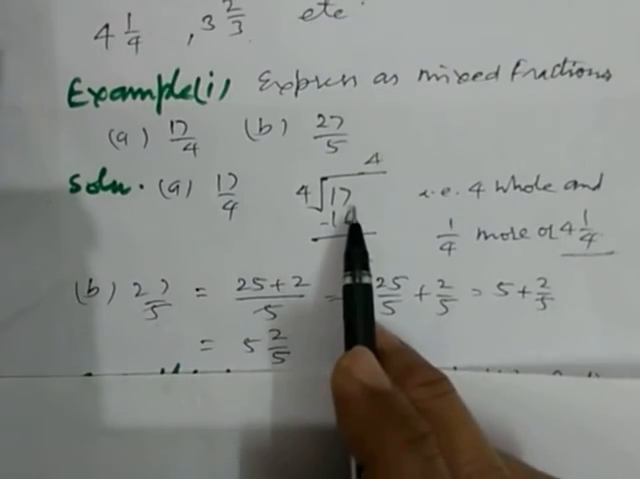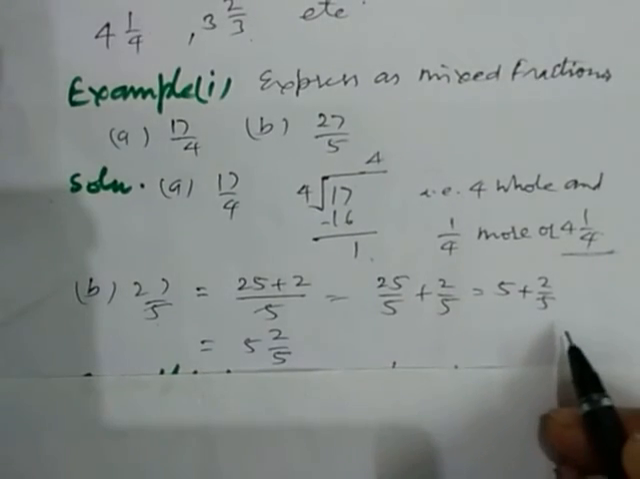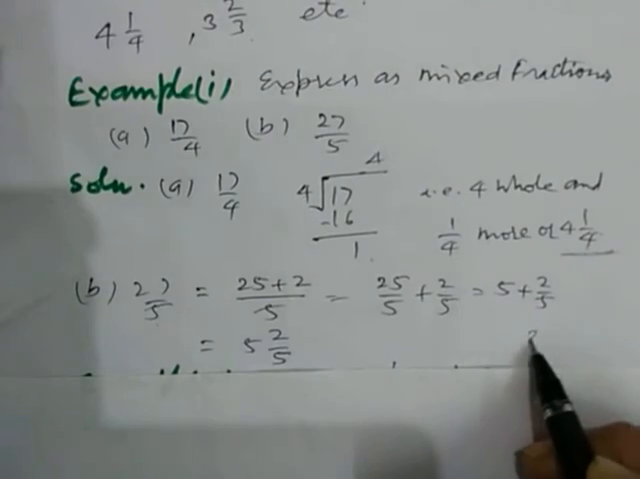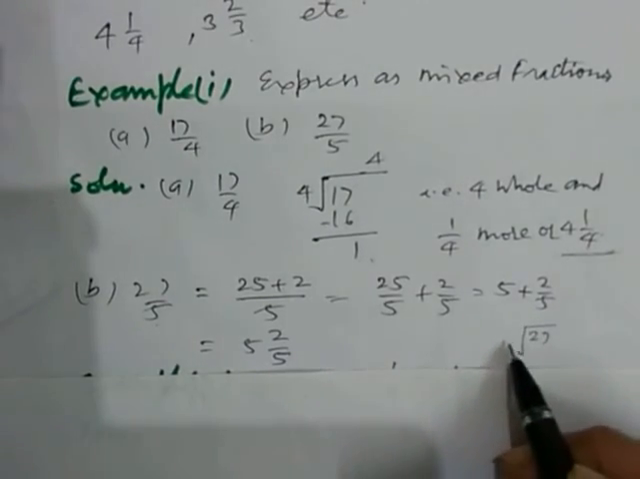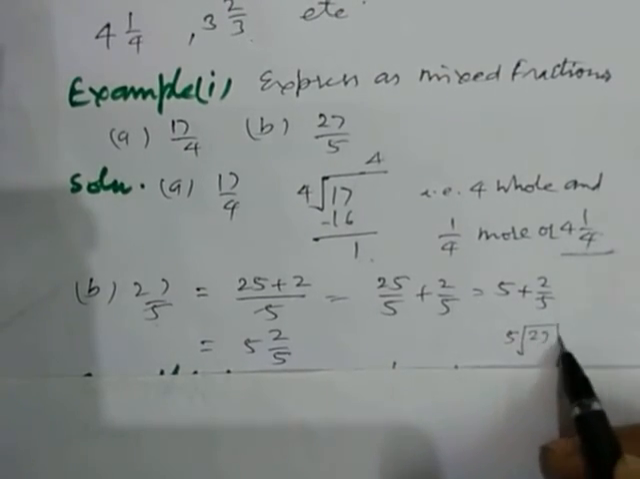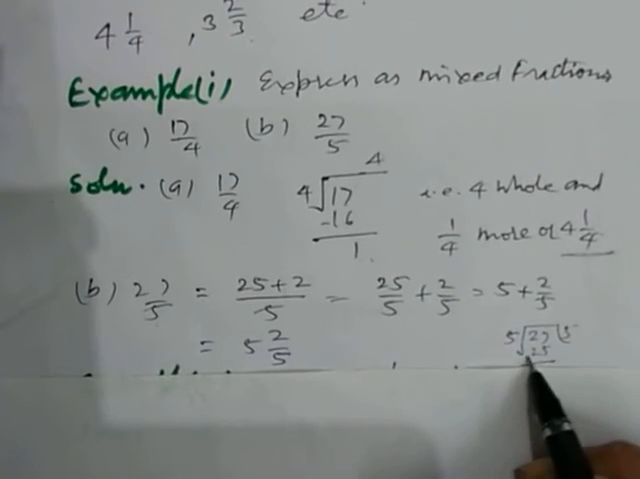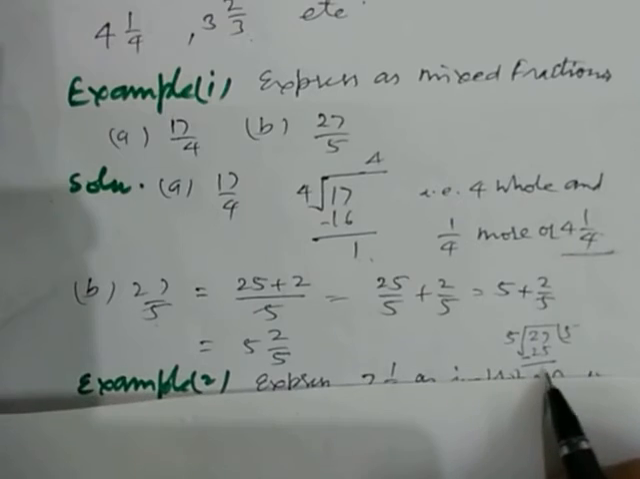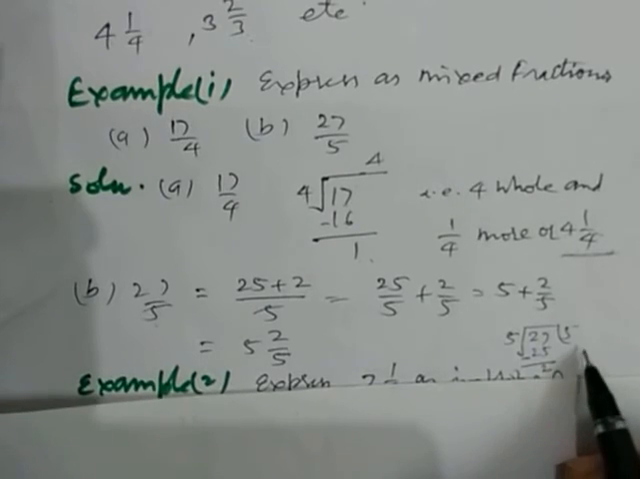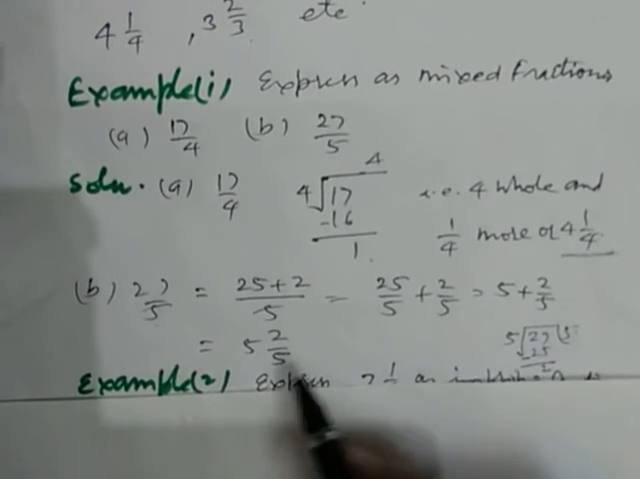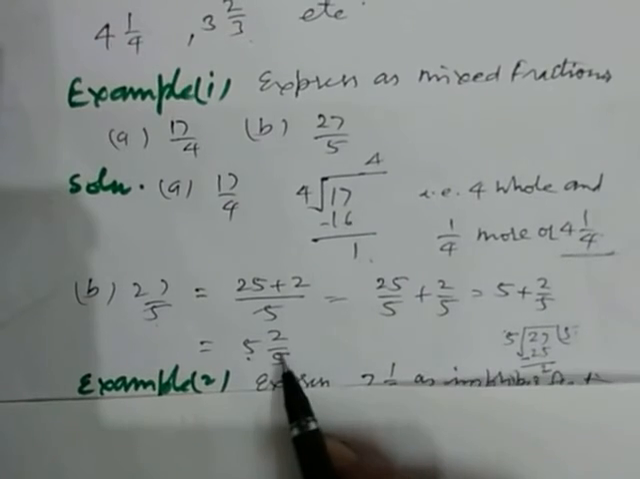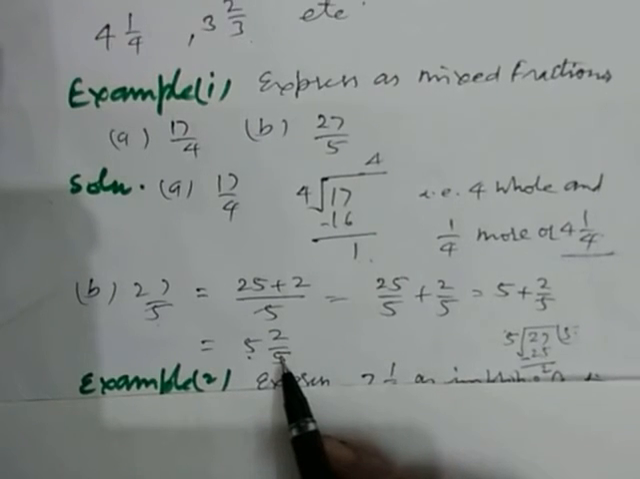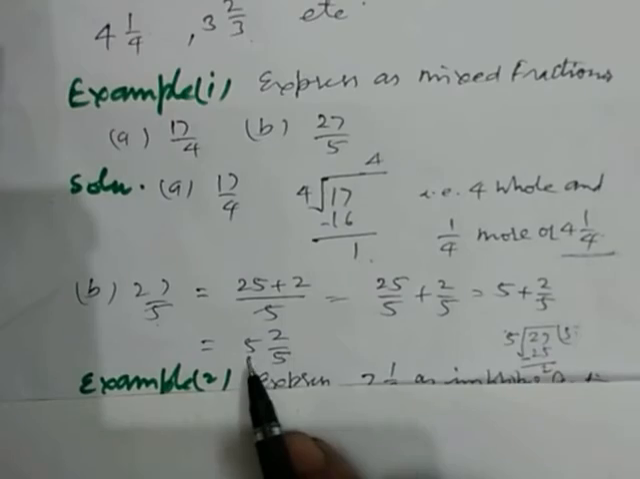If we want to solve like this, then we can also solve like this. 27 we divide by 5. Okay, so 5 fives are 25, less this. So we get 2. So what happened? 5 is the whole and 2 by 5 is the part. So this way we can also solve.